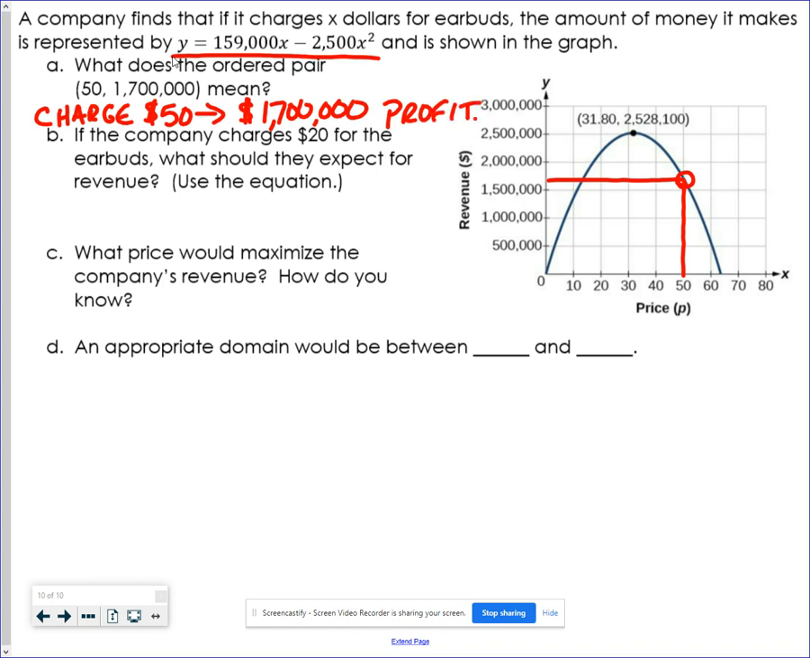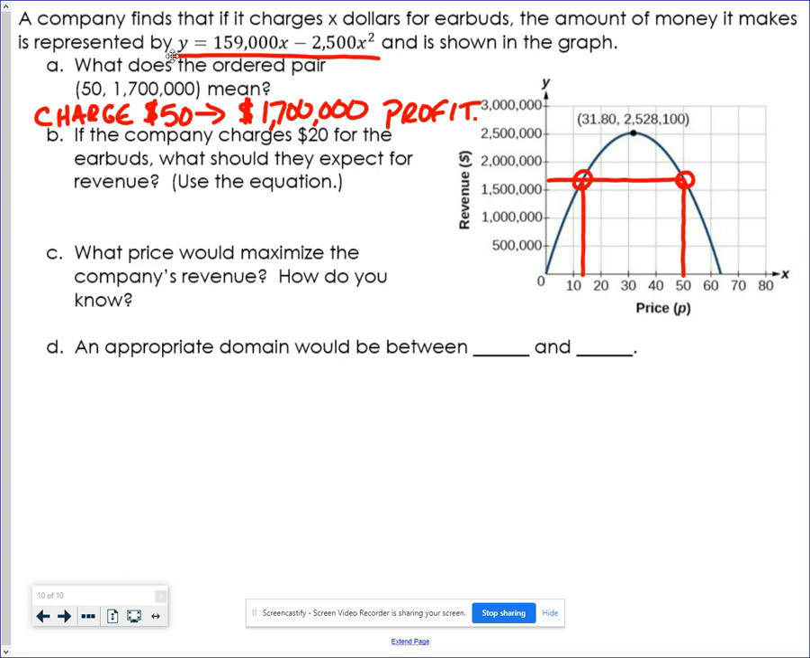I'd like to type or write a whole sentence there, but I don't have space with how I've got this formatted, I'm sorry. But that's what I want you to understand. If they charge $50, they would get $1,700,000 in revenue. Is there another number that would give us the same amount of revenue? Well, yeah, actually, right here is that same one. So it's probably at about $12, I would guess.